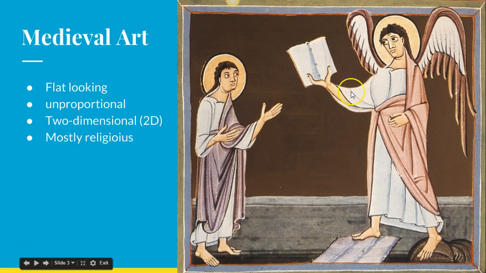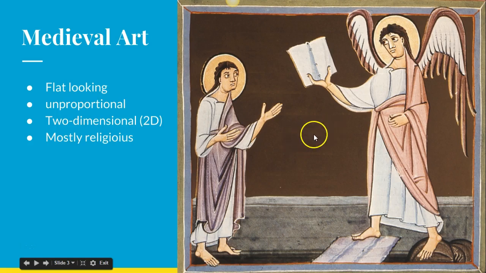If you look over here, this angel is obviously weird looking. He has two thumbs on one hand pointing in opposite directions. His chest and body area is unproportional to where his neck is. This arm apparently lost its shoulder. So not very real looking. You get the point of the picture, but not very real looking.